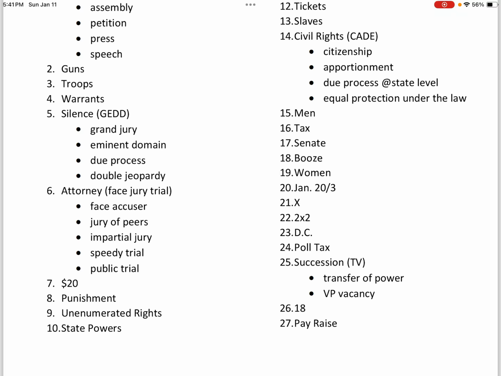VP vacancy says that the president must nominate a replacement. So if there's a vacancy in the vice presidency, the president must have a vice president at all times. This again happened in Nixon's term after JFK's assassination, which you will find out about, I'm sure, in government class. Number 26 is 18. This lowered the voting age from 21 to 18.